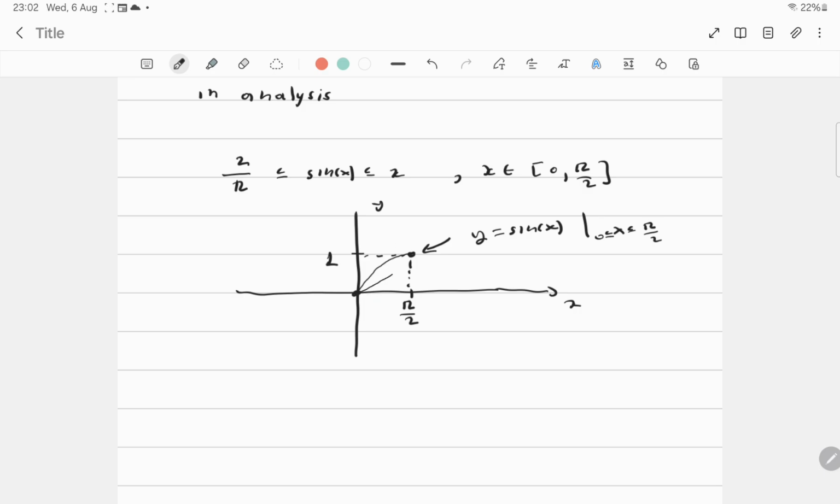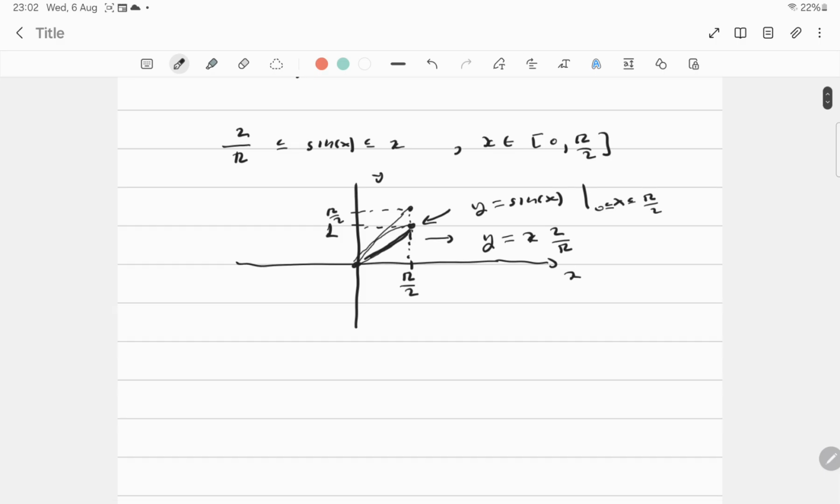This line here is y equals x times 2 over pi, because for x equals pi over 2 I get the coordinate equal to 1. And the other one is y equals x. So for x equals pi over 2, with the identity mapping, I get pi over 2. So the graph looks like this.